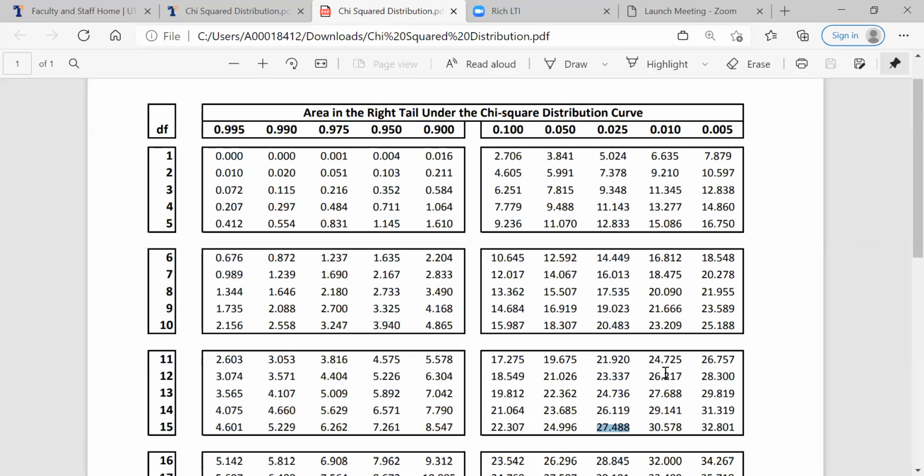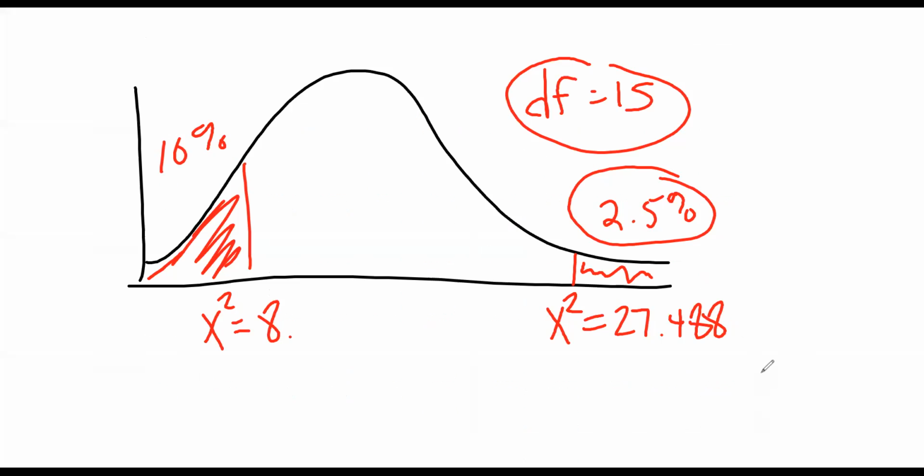Yes. And while we're here, let's go ahead and look up the left chi-squared value that cuts off 10% in the left tail, if you will. Now, if you said 22.307, then you forgot that we need to know the area to the right, not the area to the left. If there is 10% to the left of the chi-squared value, that means there is 90% to the right. So we would look under the fifth column, the 90% column, in the 15th row, and our chi-squared value is 8.547. 8.5.